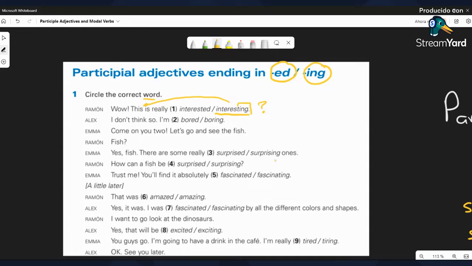I don't think so. I am bored or boring. So what is the correct answer? Bored or boring? Are you describing? Remember, guys, when we use ed, I am describing the feelings of the person, the animal. But if I use ing, I describe something itself, an object. Not necessarily an object, it can be a personality or an abstract idea. So, what's the correct answer? I don't think so. I am bored or boring.